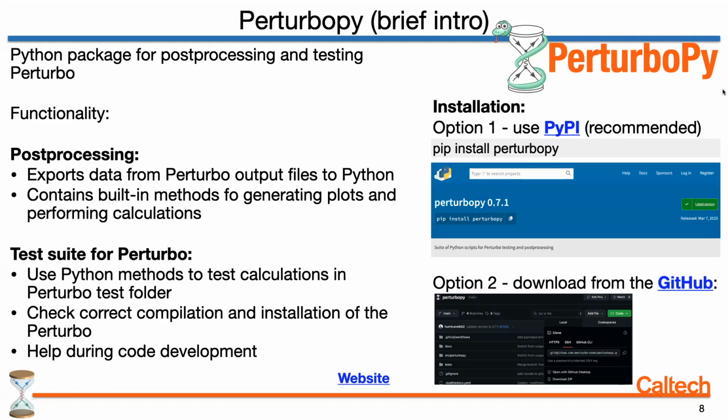Installation of it is pretty simple. It's available on PyPI, and that's the recommended way to install Perturbo-py. Another way is to download it from the official GitHub of Perturbo-py. It's open for everyone, so you don't need to fill out any forms. You just go to the GitHub page of Perturbo-py, clone the repository, and run pip install dot.